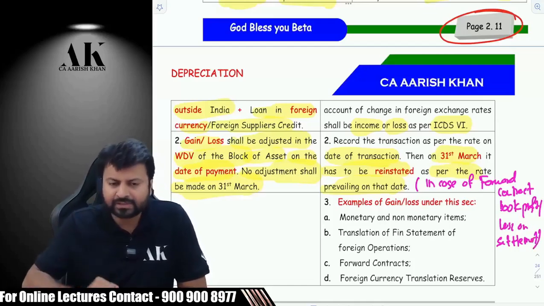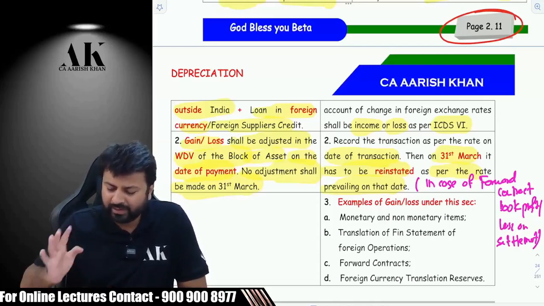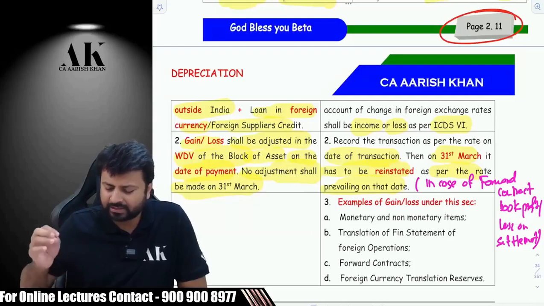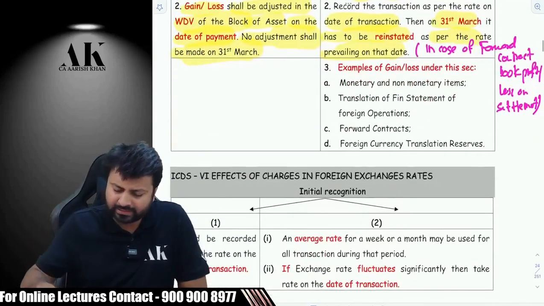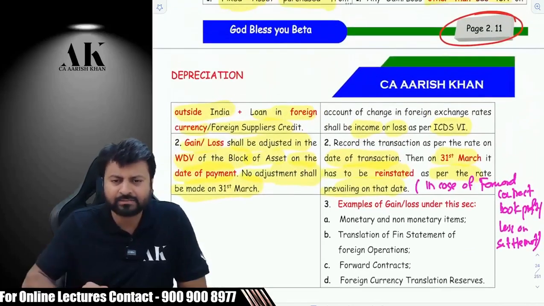Now, examples which can get covered in 43AA: monetary gain, non-monetary items, translation of financial statements of foreign operations, forward contract, foreign currency translation reserve. All these things are just an illustrative list. In fact, 43AA would cover any kind of gain or loss except what? Except what is covered in 43A. Anything which is covered in 43A.